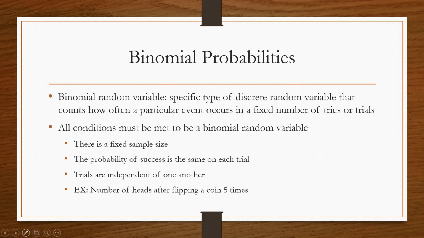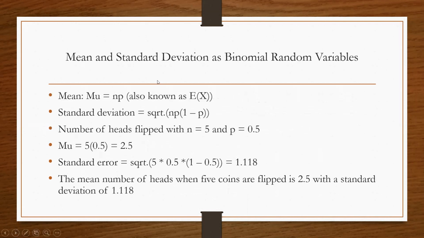And just a little bit more for calculations. The mean, the way you calculate that, is just going to be n times p, and the standard deviation is just going to be the square root of n times p multiplied by 1 minus p.